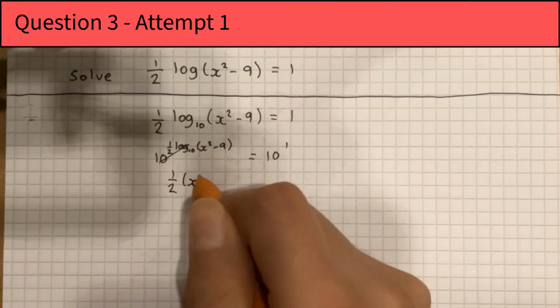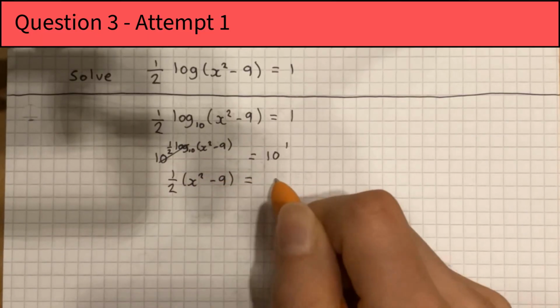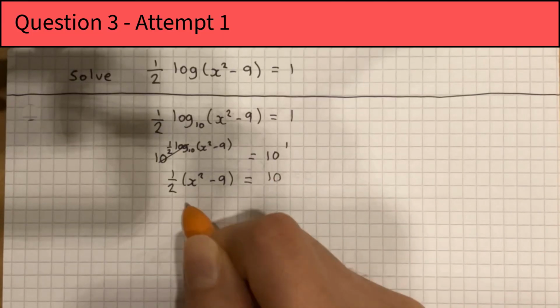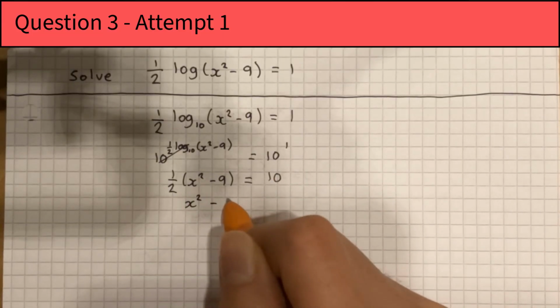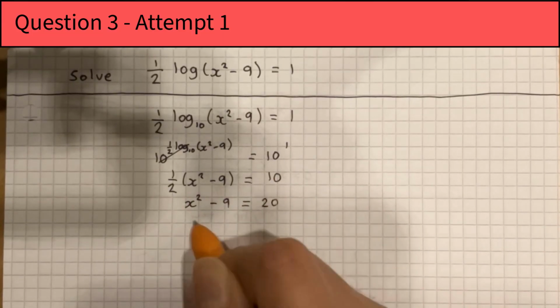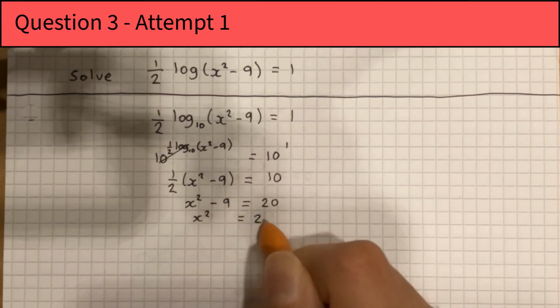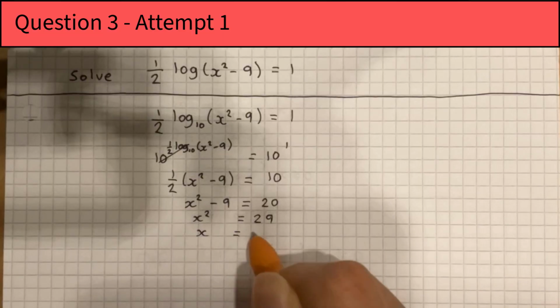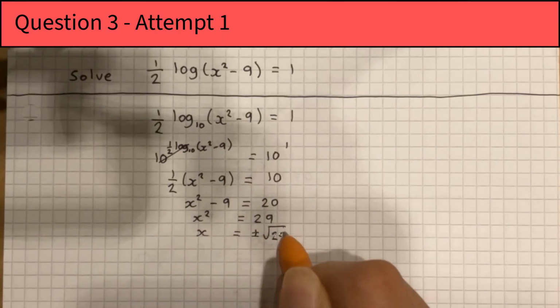So half of x squared minus 9 is left, and then 10 to the 1 is just 10. But times both sides by 2. And then add 9. And then square root, we're done.